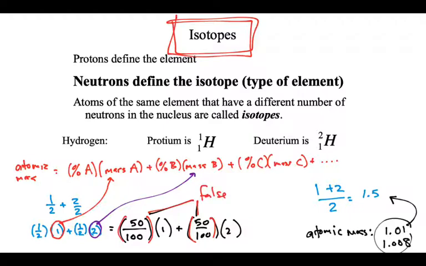Okay? So if I'm going to look at an atomic mass, I have to know what those percent abundances are, or those percentages of those isotopes are, so that I can calculate an atomic mass. Kind of makes sense?